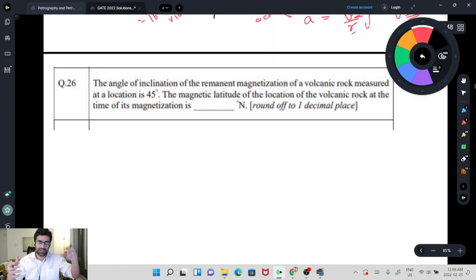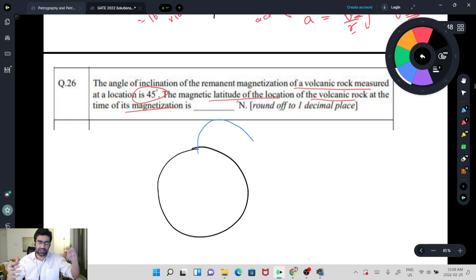Now the angle of inclination of remnant magnetization of a volcanic rock measured at a location is 45 degree. Find the paleomagnetic latitude of the location. This is a repeat question from previous year. Basically what happens in this question is, if this is Earth, you know that the magnetic field around Earth goes something like this. So what is latitude really?